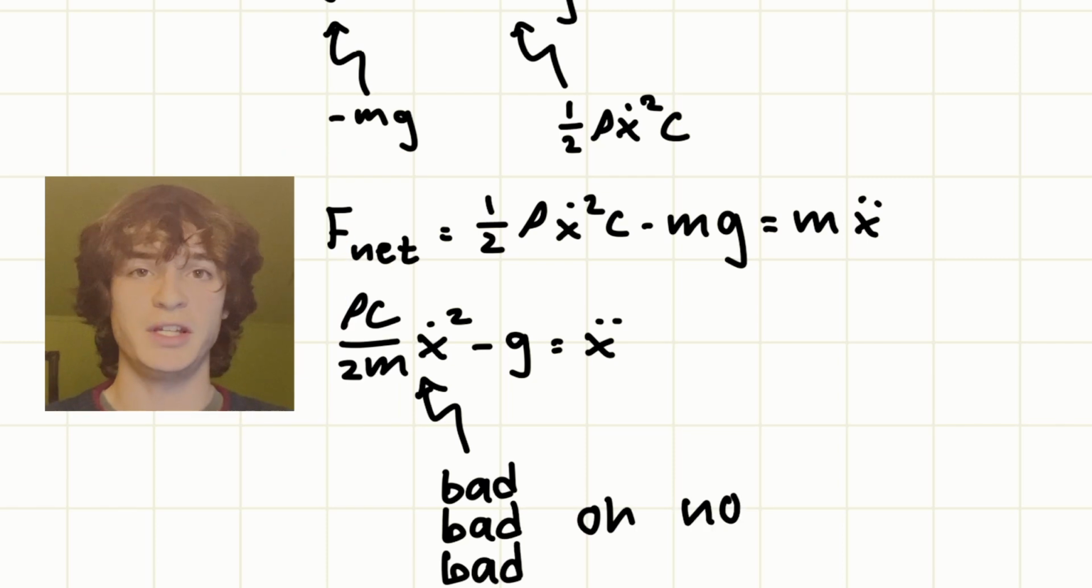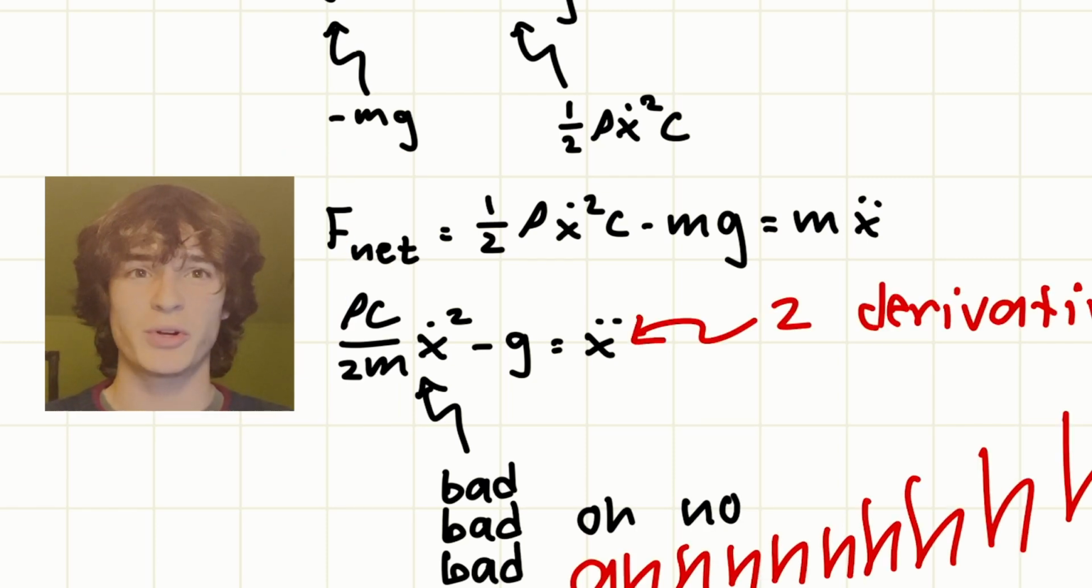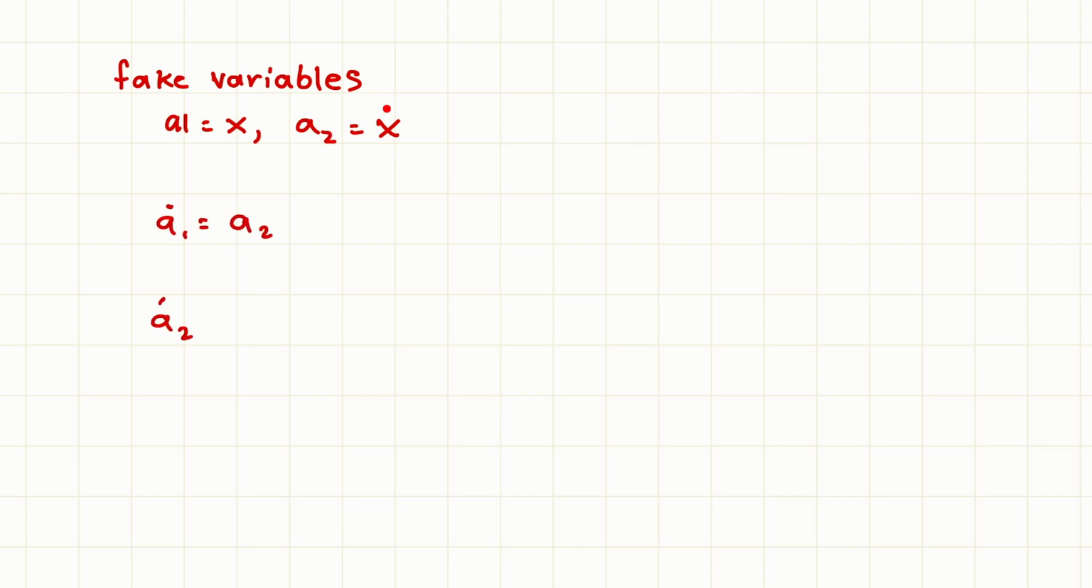Uh-oh, we have a nonlinear differential equation, and it's second order? What do we do? Well, step one is to prank the equation by turning it into a system of two first-order equations. So to do that, we're going to create two fake variables. A1, which is equal to x, and A2, which is equal to x dot. Now we can rewrite the equation as two first-order equations. Equation 1, A1 dot equals A2, and equation 2, A2 dot equals rho c over 2m A2 squared minus g.